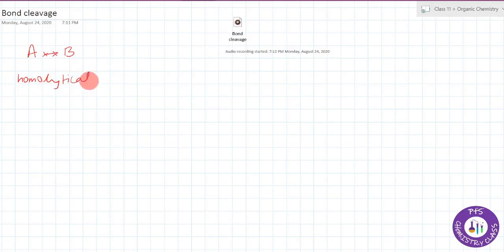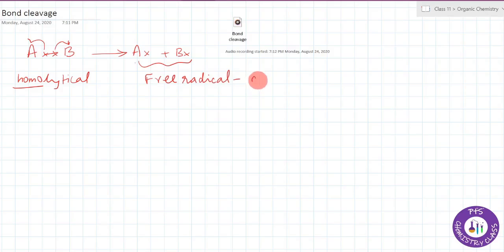Homo means same. So when the bond breaks, both the atoms will get an equal share of electrons from the bond. That means you will get it like this. We represent that with a fish hook, a half arrow. So this gives rise to what are called free radicals. Free radicals are very reactive species, highly reactive, because they have an incomplete octet. Due to the lack of one electron, they are incomplete and very reactive.